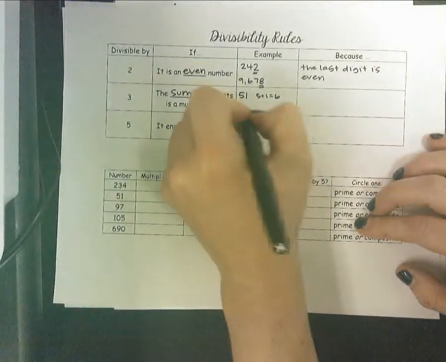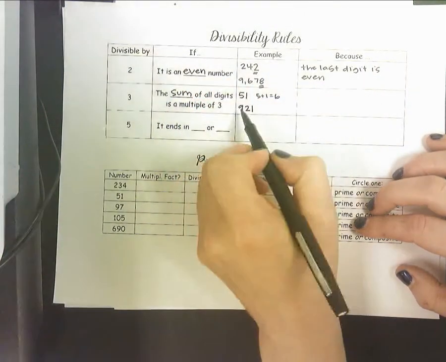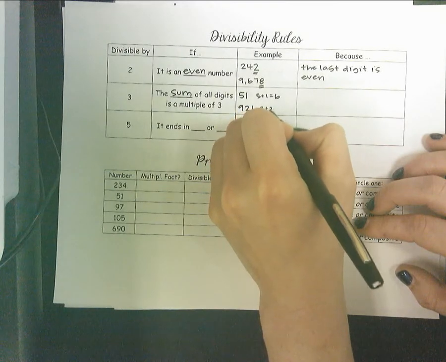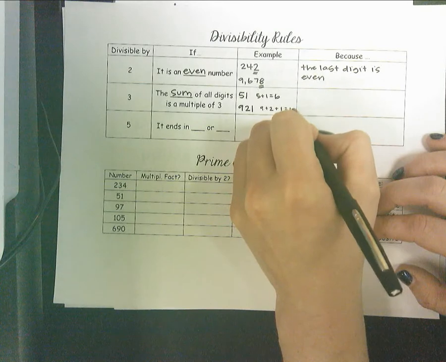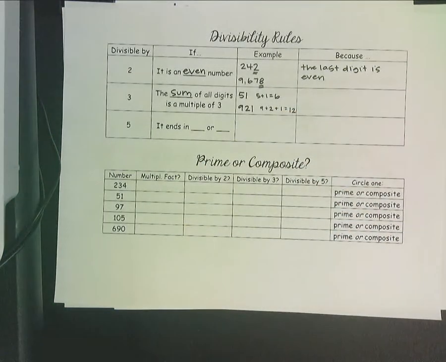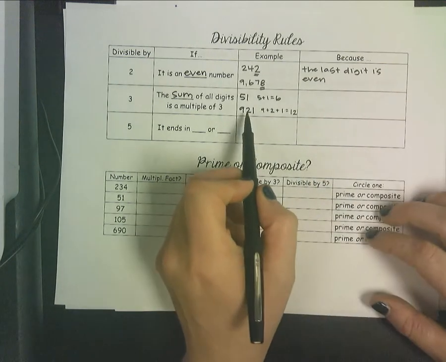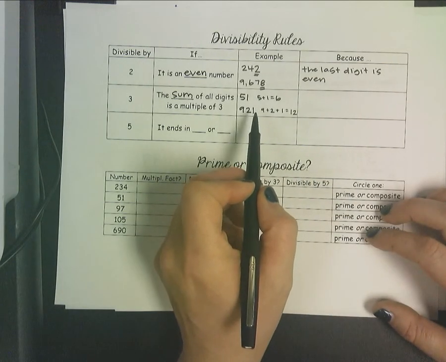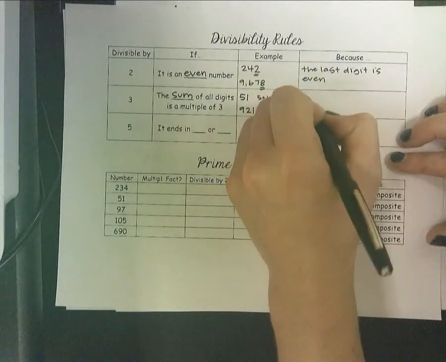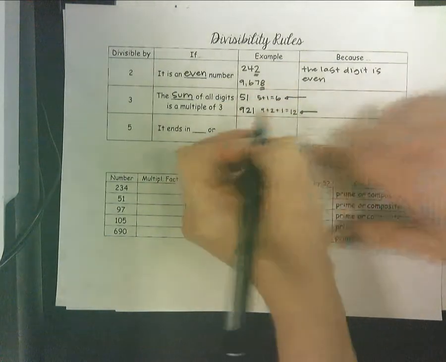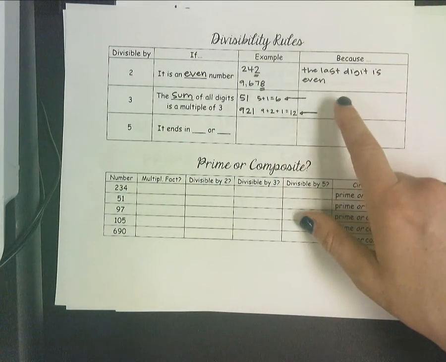What about this number? 921. 9 plus 2 plus 1 is 12. And 12 is a multiple of 3. So this number is divisible by 3. If you did it on a calculator, 921 divided by 3, it would work. So those work because, oh, I should have put these over here. This work that I showed, because the sum of the digits is divisible by 3, belongs in that box there.